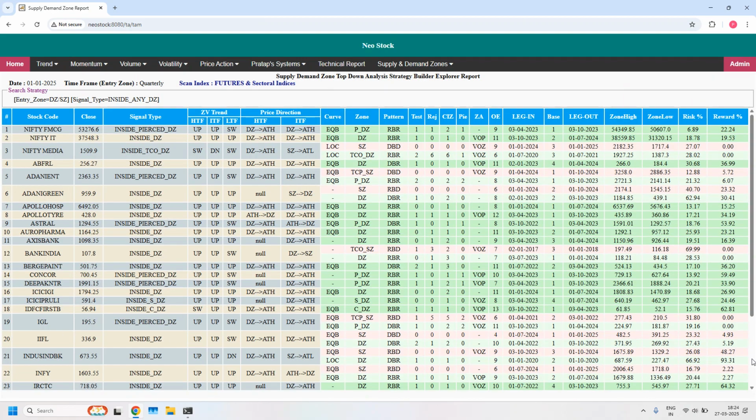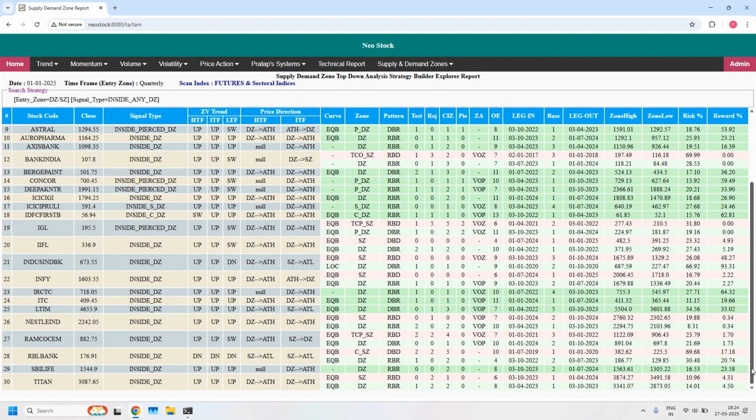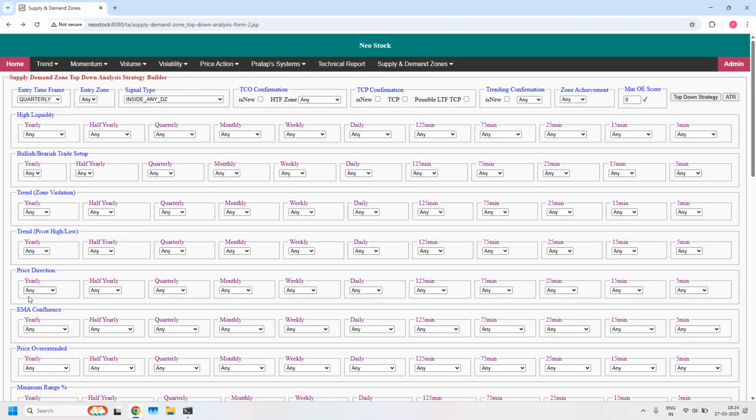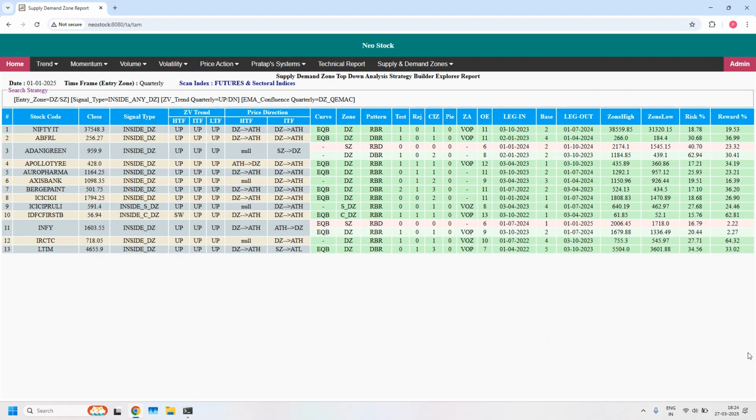First 23 stocks in the list. Scrolling the list down. So total 30 stocks are filtered. We can further filter based on quarterly demand zone having quarterly EMA confluence. And also the trend on the quarterly should not be sideways when you set EMA confluence. So it can be up or down. With these filters, now the list has come down to 13 stocks.